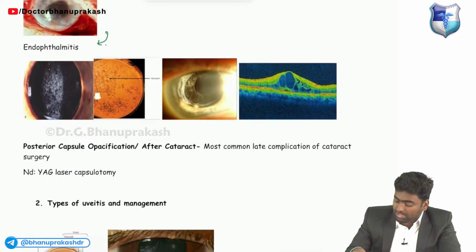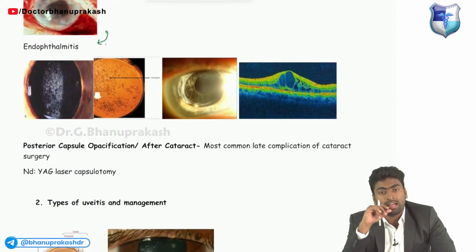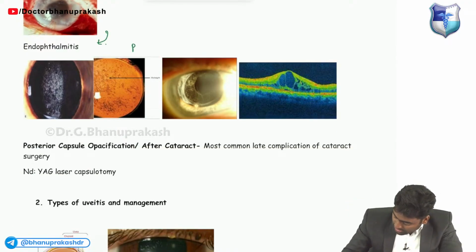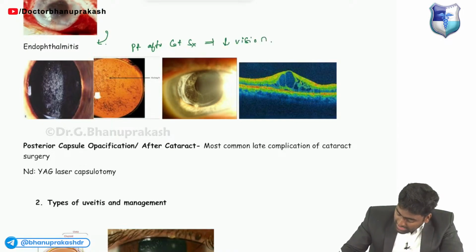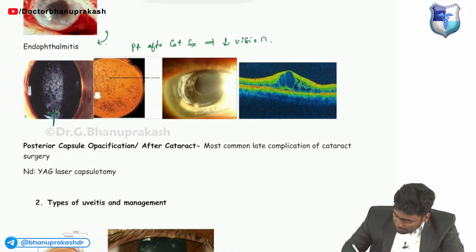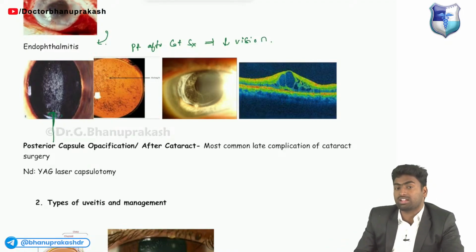And on the later part, it can lead to a few other complications. After a few years, the patients will come and complain. There is a patient after cataract surgery who now complains of decrease in vision. Then you did an examination. There you will be able to see this type of opacification. This is known as posterior capsular opacification.